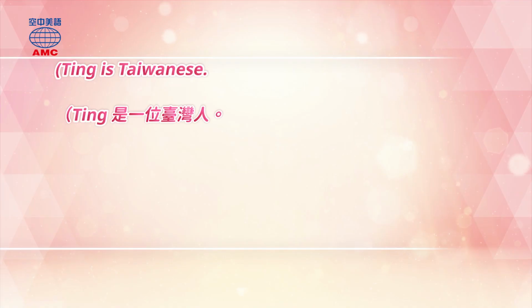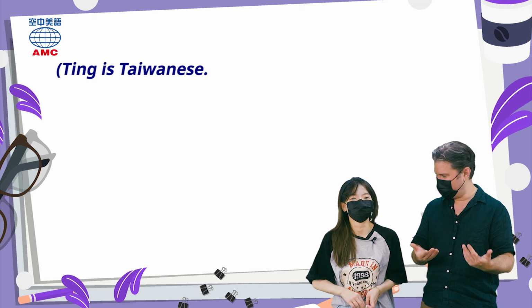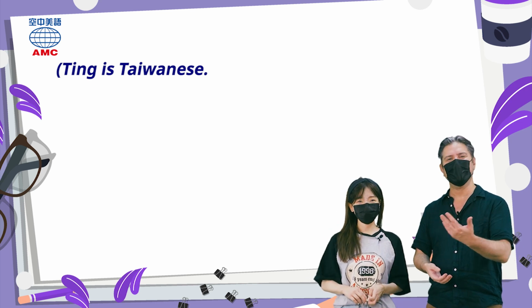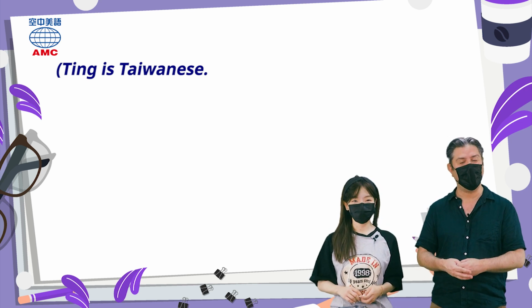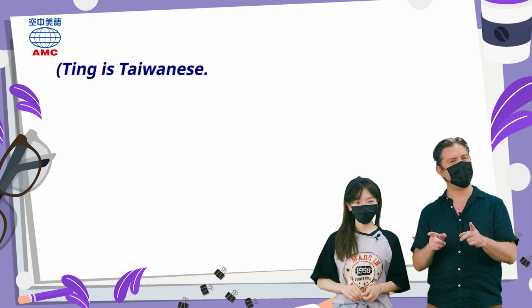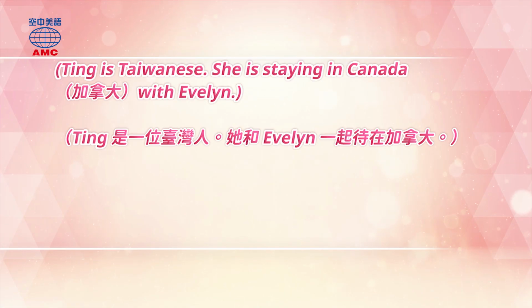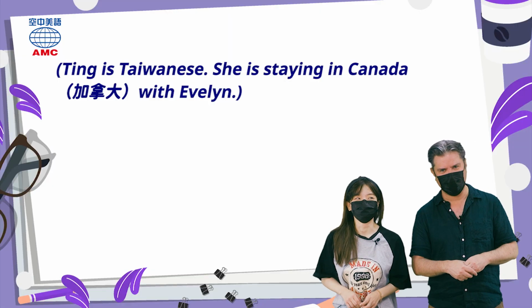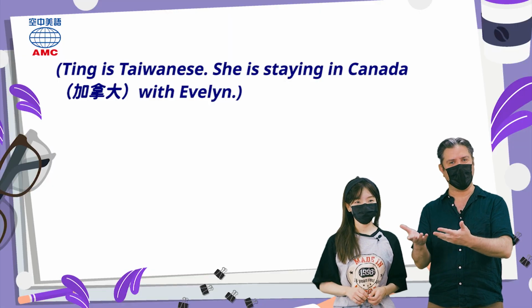Well, we read, Ting is Taiwanese. Well, okay, good for her. So this is a young lady. Her name is Ting. She is originally from Taiwan. Why is that important or interesting? She is staying in Canada with Evelyn. That's why it's interesting, because Ting is actually a foreigner in Canada.